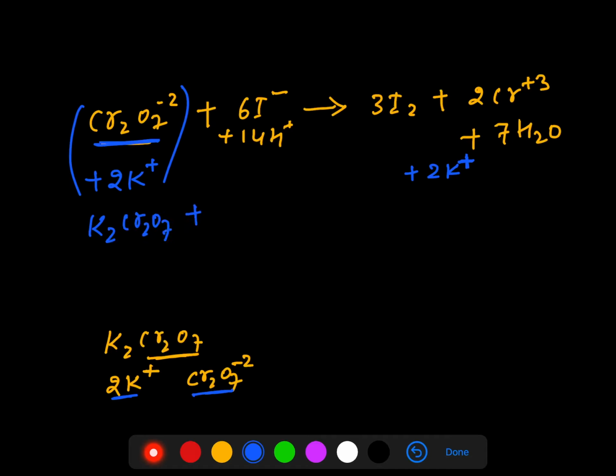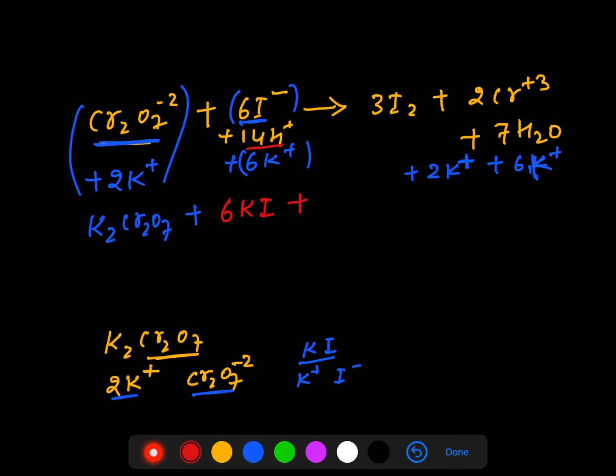K2Cr2O7, fine, plus I- was originally present in the form of KI, right? We see 1K+ goes with 1 I-, so 6I- will go with 6K+, but we need to add 6K+ on both sides, again for the same purpose, that whatever balancing is done so far is not disturbed, right? So 6I- and 6K+, does that become 6KI? Yes, it becomes that. Now H+ was present with H2SO4, right?